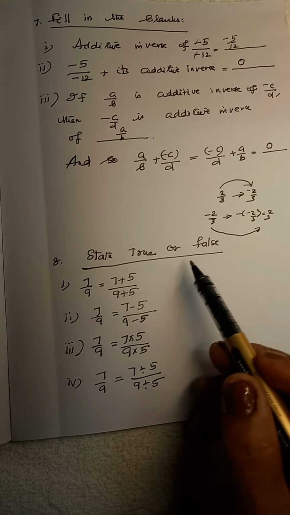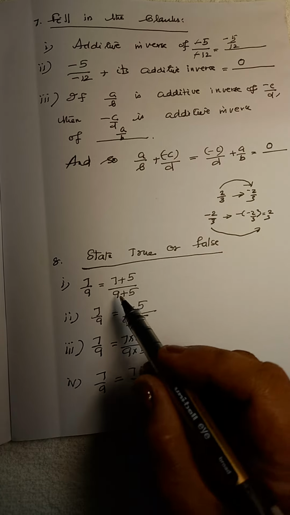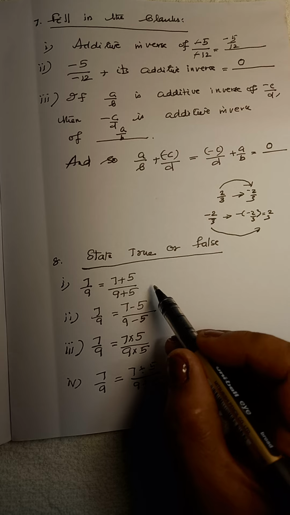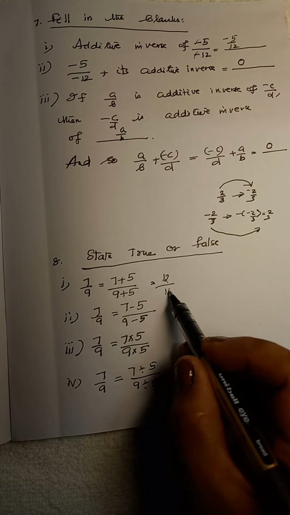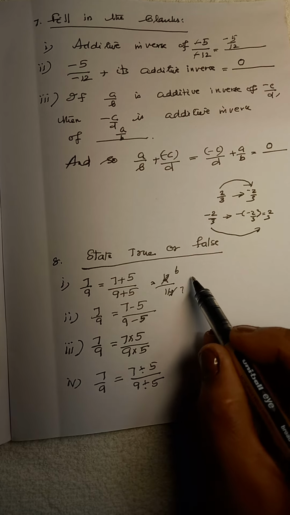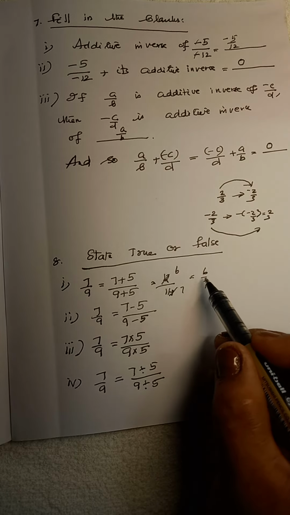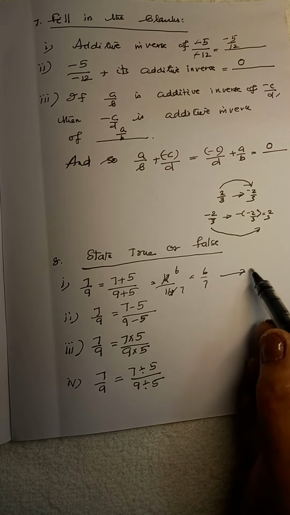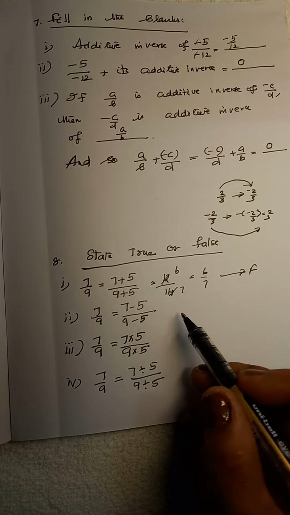Now the eighth question is state true or false. In that first one is 7 by 9 is equal to 7 plus 5 by 9 plus 5. 7 plus 5 is 12. 12 by 9 plus 5 is 14. So we can cancel with the 2. So 6 and 7. So this is equal to 6 by 7. So clearly 7 by 9 is not equal to 6 by 7. So this is false. Next, second one is 7 by 9 is equal to 7 minus 5 by 9 minus 5.